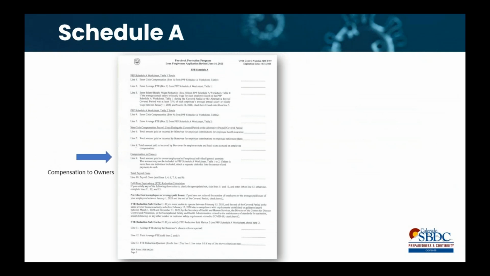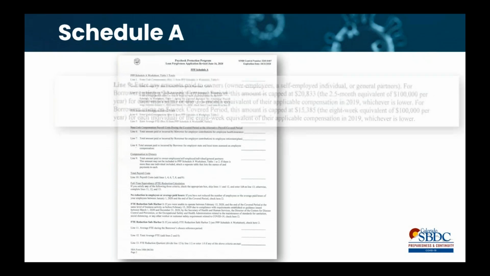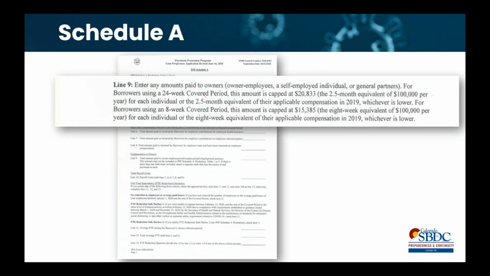We now move to line 9, compensation to owners. The rules on this are quite clear, and they place a cap on the amount of income that an owner can use towards forgiveness. Essentially, owners are limited to the lesser of 2.5 months of their average 2019 reported income from the business, or 2.5 months at a rate of $100,000 per year, whichever is lower.